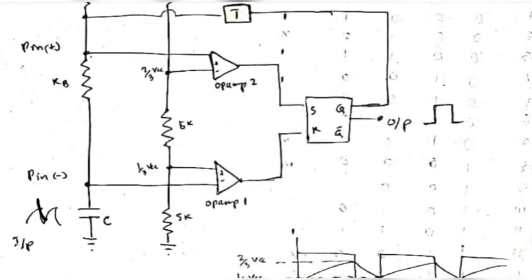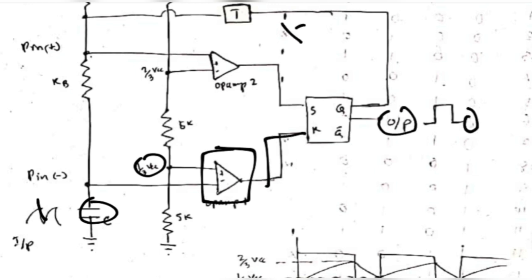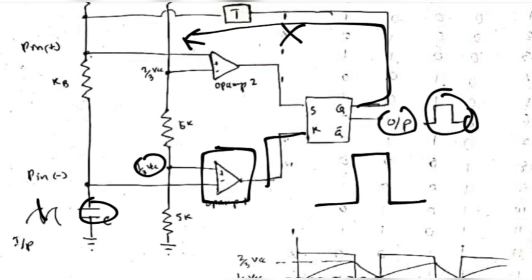And when the capacitor goes below 1/3 VCC, again the same thing happens. The output will become low here, discharge stops, and again it starts charging the capacitor. So in that way you will get a square waveform which is alternating high and low.